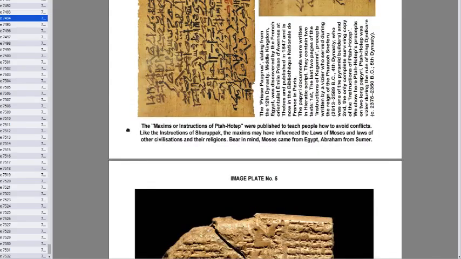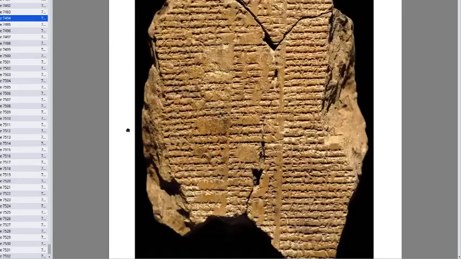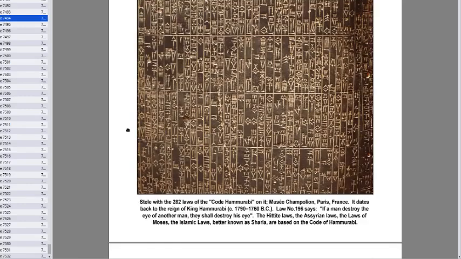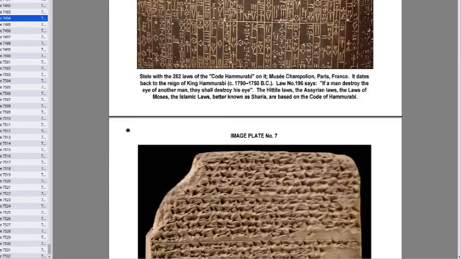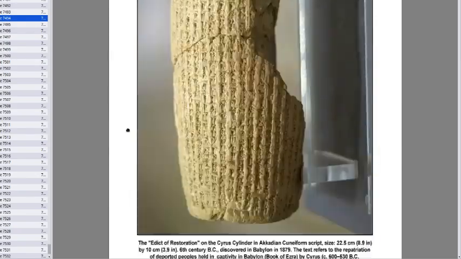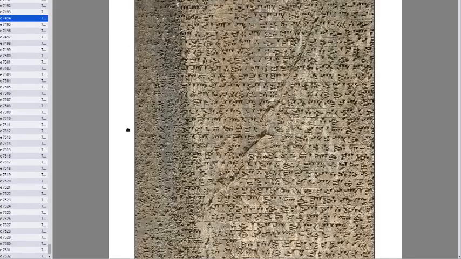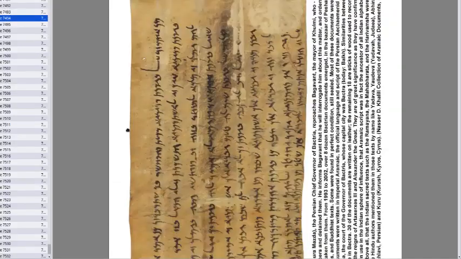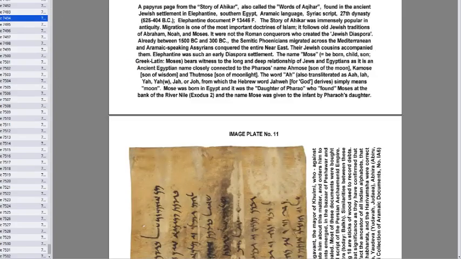The maxims of instructions of Ptah-hotep were published to teach people how to avoid conflicts. You probably have the 42 laws of Ma'at in there somewhere. More cuneiform text. The 282 laws of the Code of Hammurabi, and so forth. Probably even talk about the copper scrolls that were found, etc. So we hope you find that really interesting.